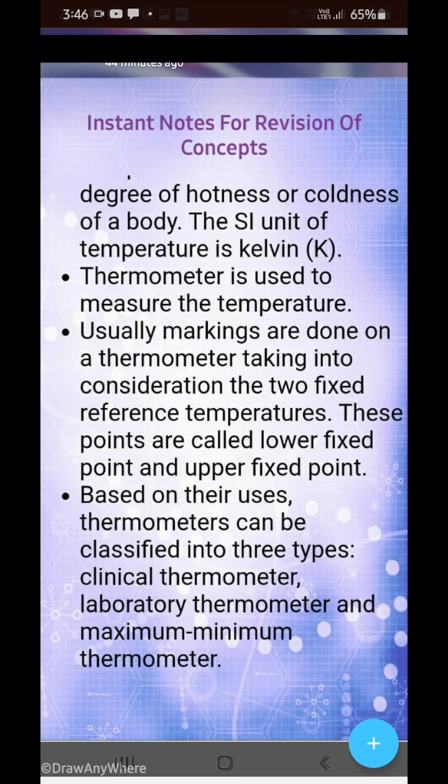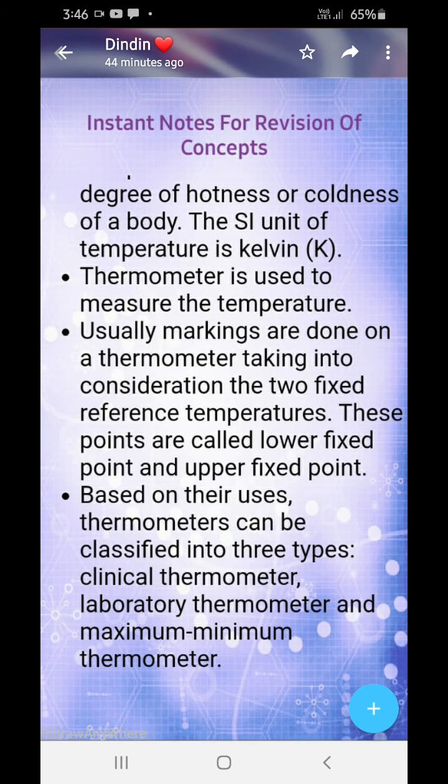Usually markings are done on the thermometer taking into consideration the two fixed reference temperatures. These points are known as the lower fixed point and the upper fixed point. In a Celsius thermometer, you have it for 100 and 0. The lower fixed point is 0 degrees Celsius and the upper fixed point is 100.